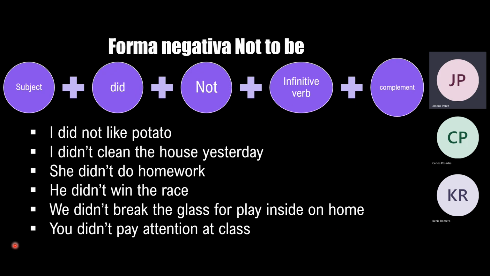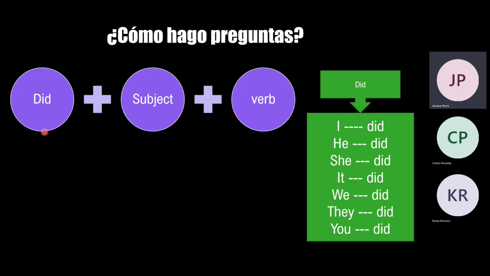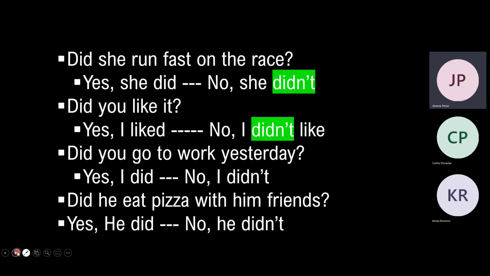Si yo no estoy utilizando was o were, pues tengo que usar el did, ¿no? Entonces, quedaría como: Did your room pass, Luis? Did you like it? Did you go to work yesterday? Y siempre cuando tengo esta estructura utilizando un auxiliar, por lo general las respuestas son respuestas cortas, como en el español, en el presente simple, ¿no? Aquí tengo que hacer: yes, she did, or no, she didn't. O yes, I did, no, I didn't.